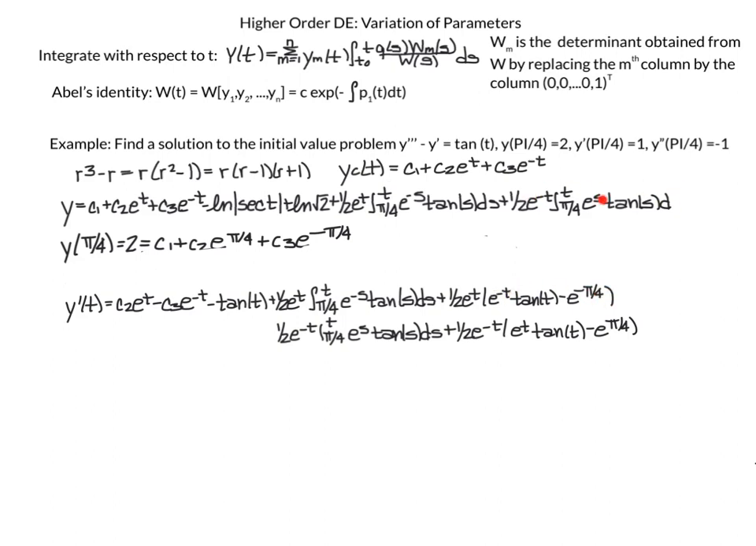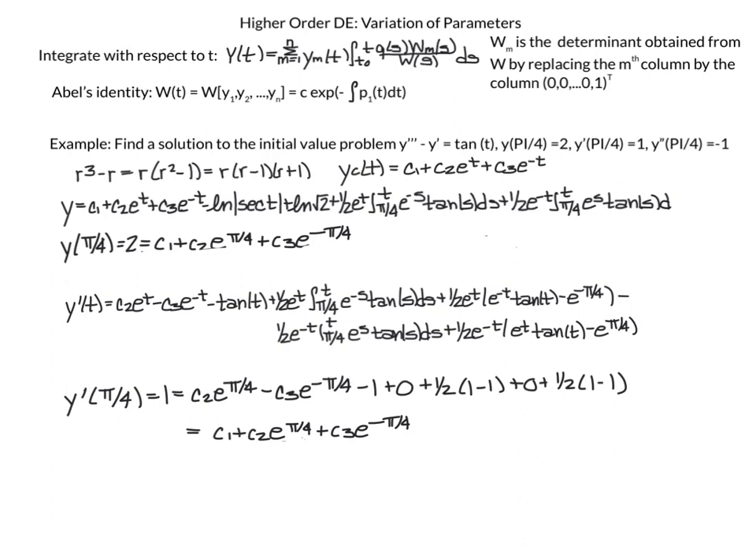Similarly, for this product, I'm going to have the derivative of 1/2 e to the minus t, which is just minus 1/2 e to the minus t times the integral, plus now my 1/2 e to the minus t times the derivative of the integral, which is just e to the s tangent of s evaluated at t and pi over 4.